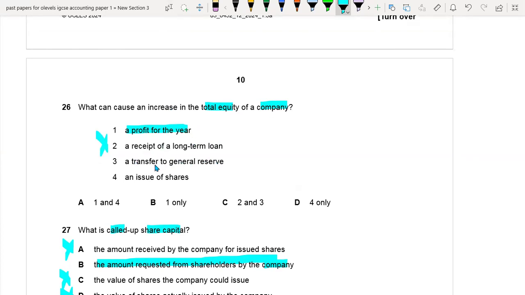Transfer to general reserves. Transfer to general reserve means that we just transfer some amount from the retained earnings to general reserves. So basically, the money is not coming from the outside of the business. So that's why this is not increasing the total equity of the company, and this is not our answer. An issue of shares, yes. When you are issuing shares, it means that you will be getting finances from the shareholders. Because of that, the total equity of the company will be increasing. So it means that 1 and 4 is the answer.